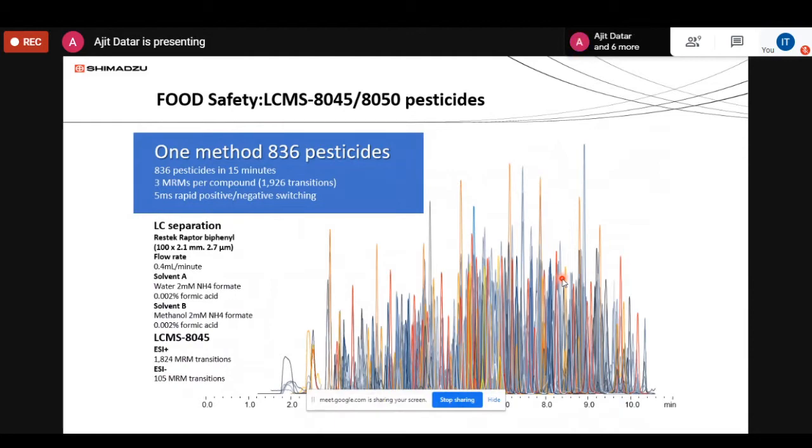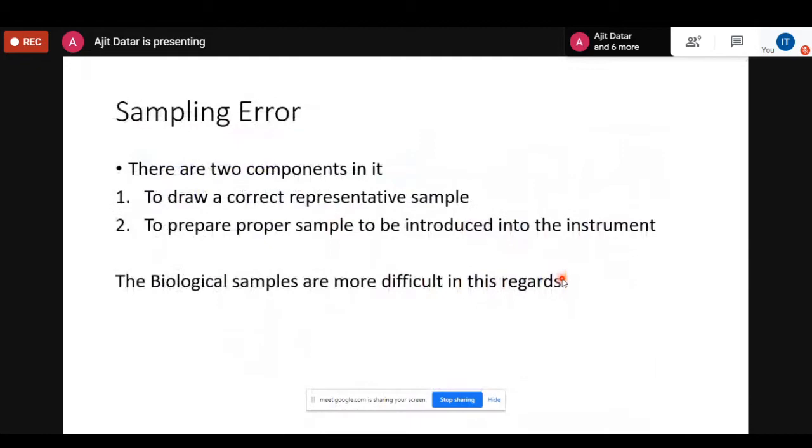Now let us look at the errors which we can eliminate or try to eliminate to the maximum. One is sampling error. Now there are two parts in it. One is whether you have drawn your sample correctly. That means whether the sample represents the bulk, which is very important, because if the sample doesn't represent the bulk, you have had a wrong sample and that can give wrong results.